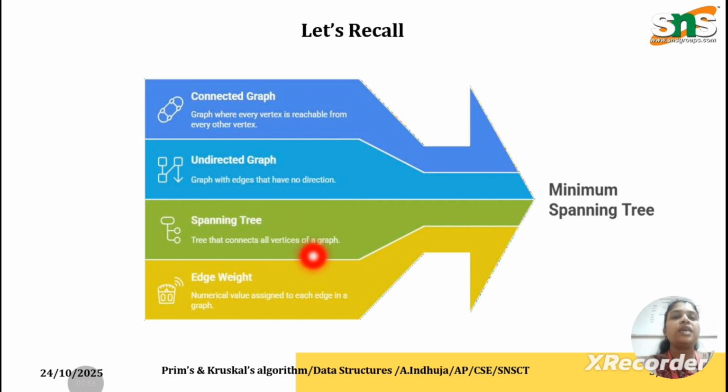So the next one is edge weight. The numerical value assigned to each edge in a graph, that is, to reach a vertex from one vertex to another vertex, the cost of reaching from one vertex to another vertex is called edge weight. So these are all the terminologies we have to recall before going into Prim's and Kruskal algorithm.